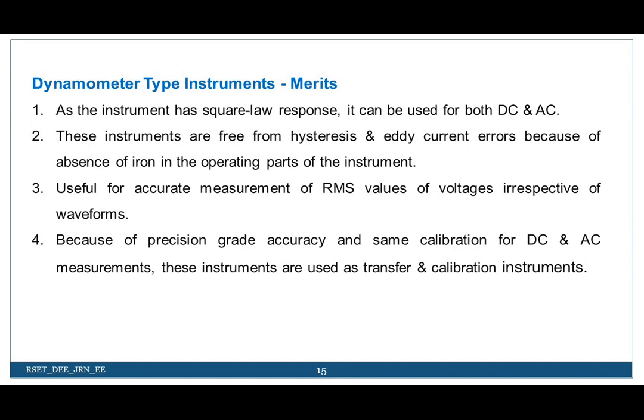Useful for accurate measurement of RMS values of voltage irrespective of the waveforms. That means the waveforms can be even non-sinusoidal also. Because of precision grade accuracy and same calibration for DC and AC measurements, these instruments can be used as transfer instruments or as calibration instruments. So this can be kept as a standard.